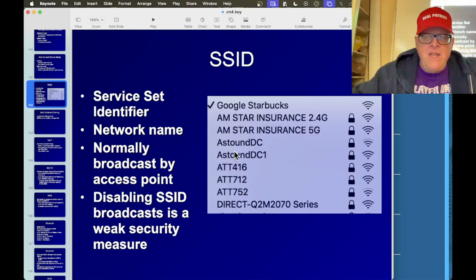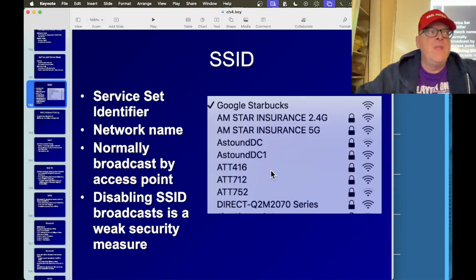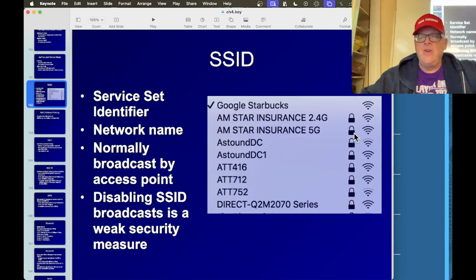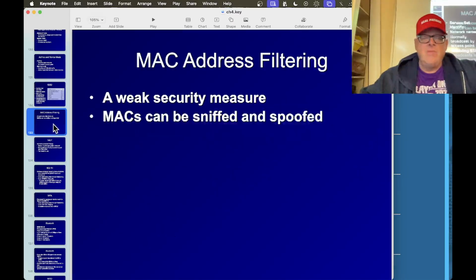So the SSID is the name of your network that appears here. This is broadcast by the access point. Some people recommend disabling this so you don't appear in this list, and therefore casual users won't find you. Now, a user that sniffs packets from someone who connected would still be able to find the SSID, so it's not a very strong security measure, but it will probably stop casual people from just connecting to your network. But of course, if you don't want that, what's much better is to put on a password with WPA or WPA2 or 3, and then even though they can see you, they can't get in without the password.